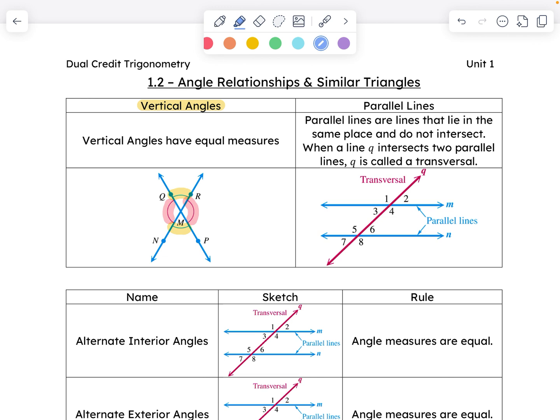And do be careful that you are not just assuming that two lines are parallel lines. You do need to be told that they are parallel lines. Remember that pictures can sometimes be deceiving. So don't just assume something based off of the way the picture looks. You need to make sure that you can see it labeled as parallel, or that it says somewhere in the question or the directions that the two lines are parallel.